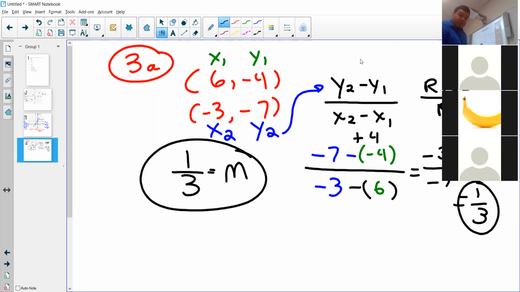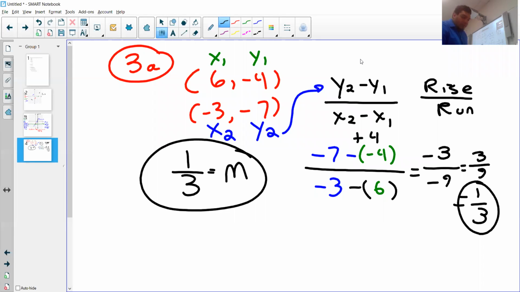Any questions on this, how to find the slope? We're not necessarily using the slope in this case, but we're finding the slope.